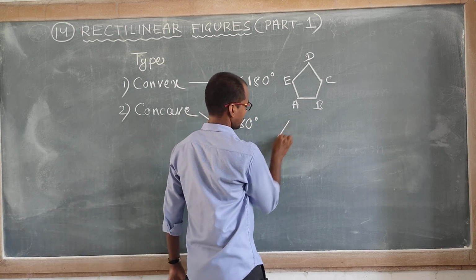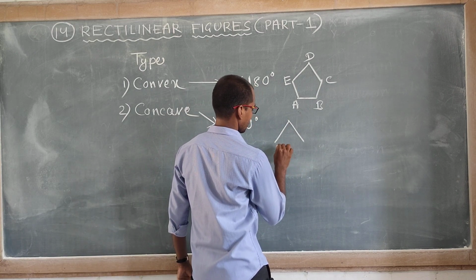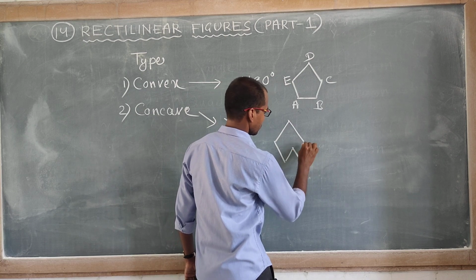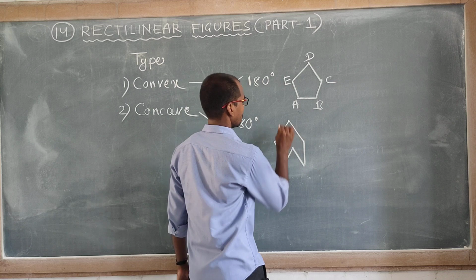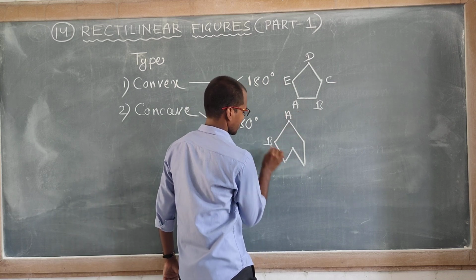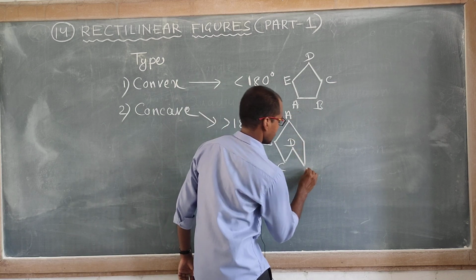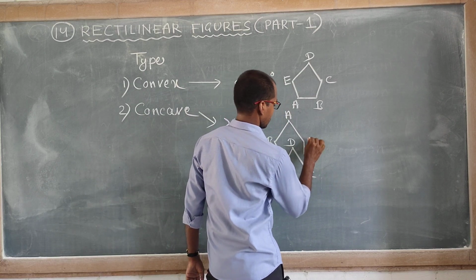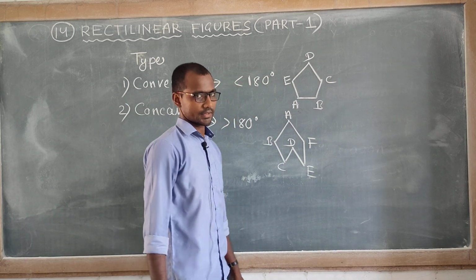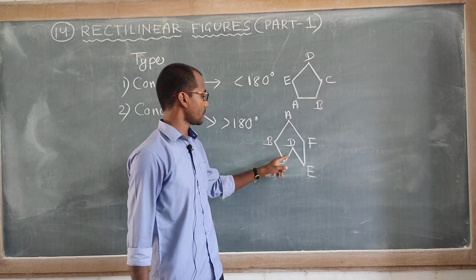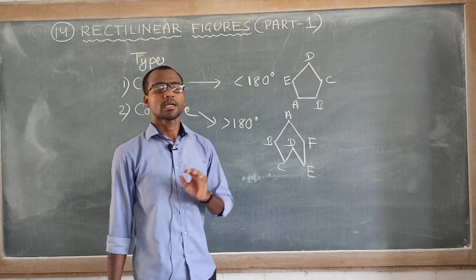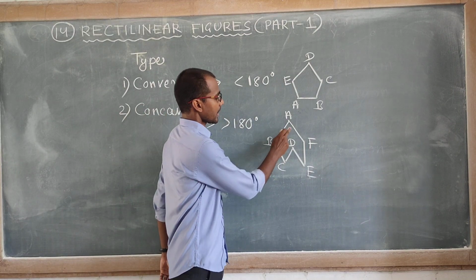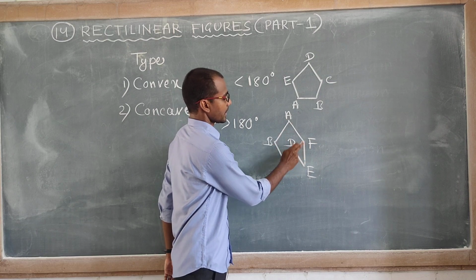For example, I have drawn a hexagon. As you can see, 1, 2, 3, 4, 5, 6. There are 6 sides, so it is a hexagon. But you can see angle A, angle B, angle C, angle E, and angle M.